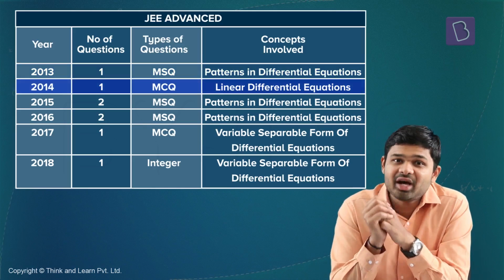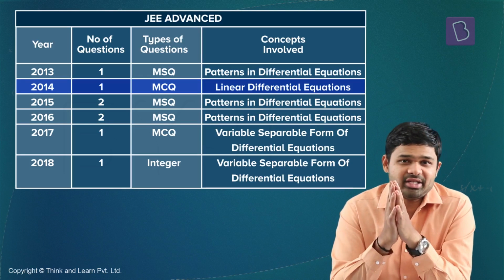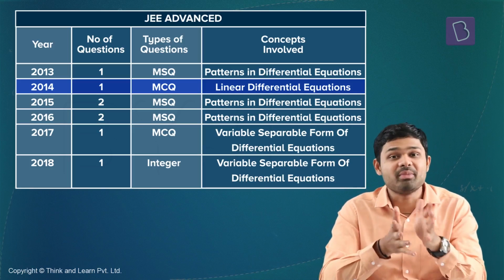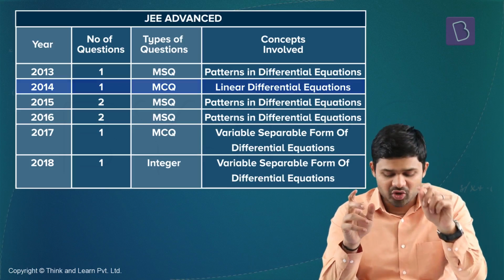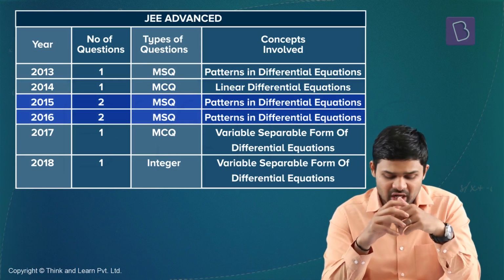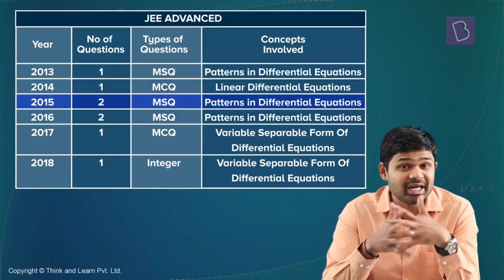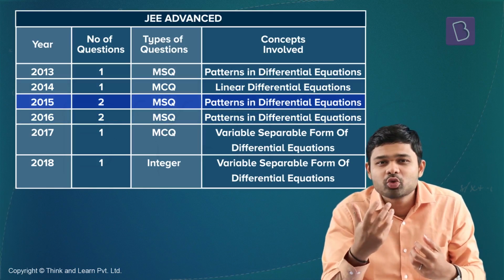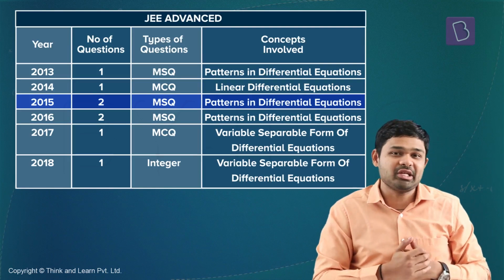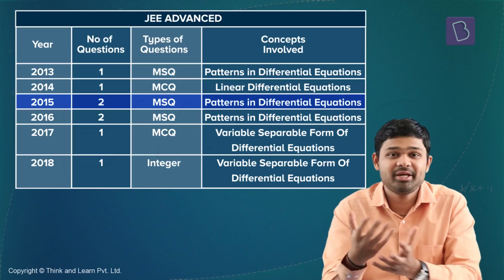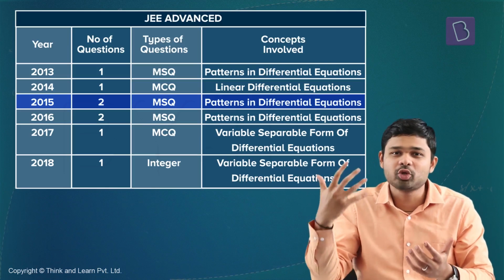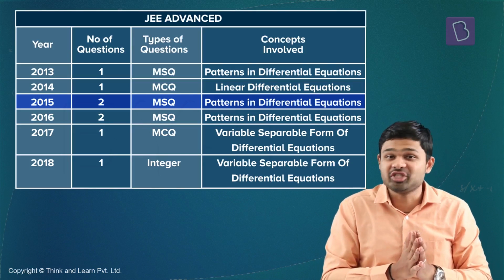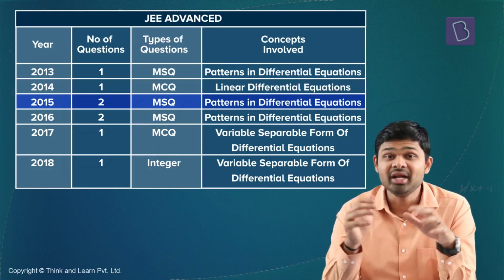In 2014, we actually had one single correct answer type of question, and it was a rather simpler question from linear differential equations. In 2015 and 2016, there were two questions. 2015 had both as multiple correct answer type questions, and both were tricky. They required you to understand patterns in differential equations and the concepts of derivatives, the product rule, the chain rule, and the quotient rule, and use them wisely in identifying patterns. These were the questions in 2015.